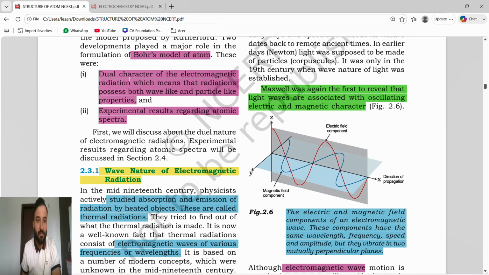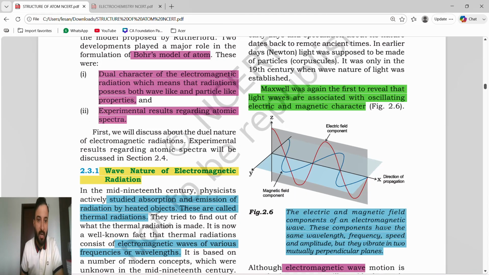So that's why the first thing Bohr said was the dual nature of electromagnetic radiation. Guys, see, electromagnetic means we are getting a radiation from where electric field and magnetic field both are present. Electro means electric field, magnetic means magnetic field. So electromagnetic radiation means we are getting a radiation where electric and magnetic fields both are present, not only the electric, not only the magnetic.